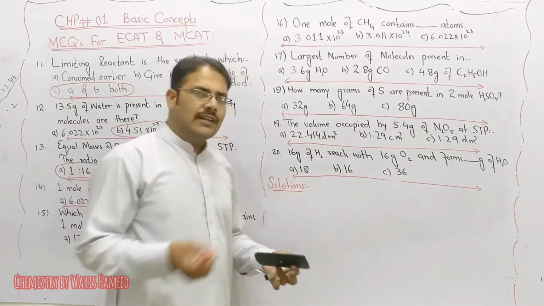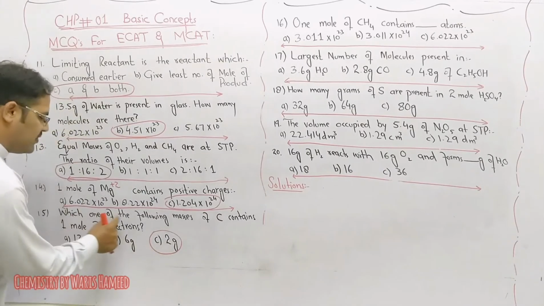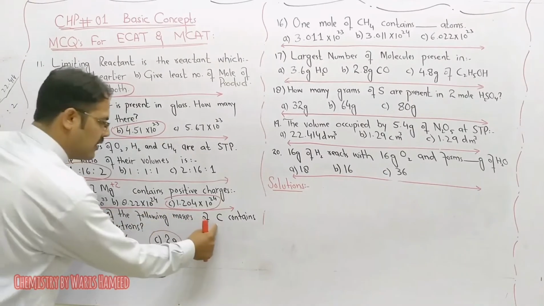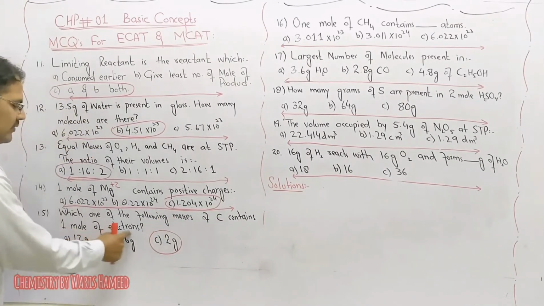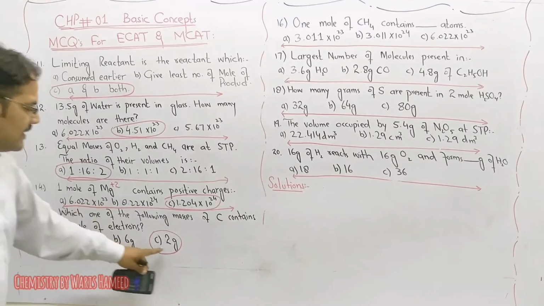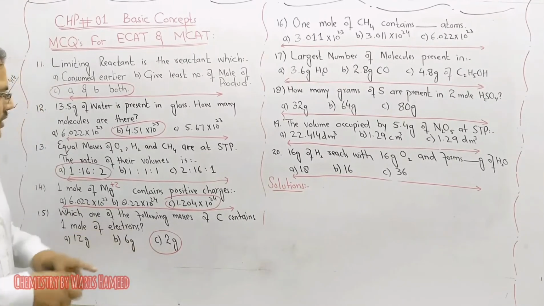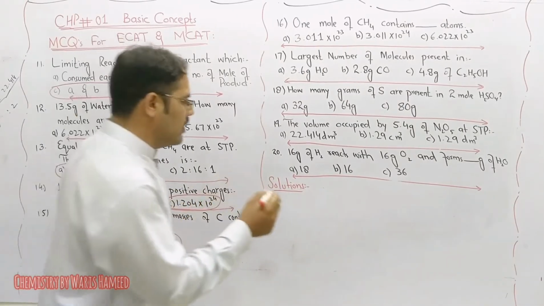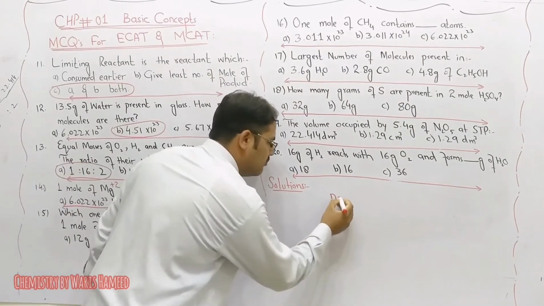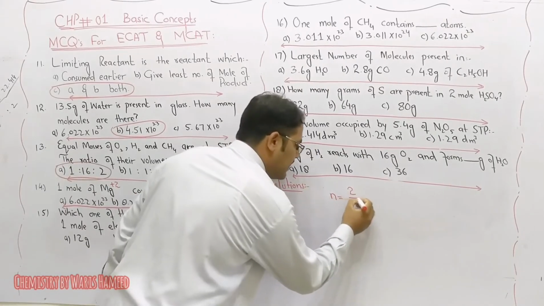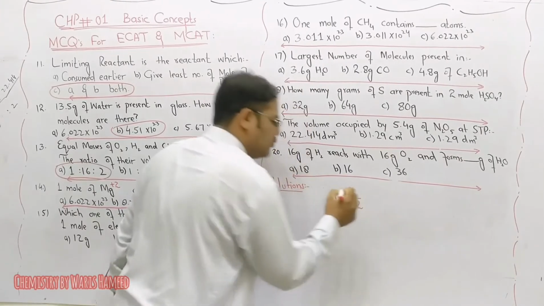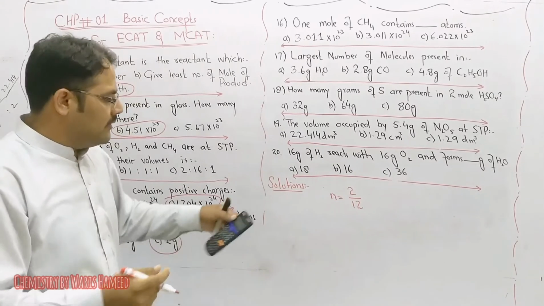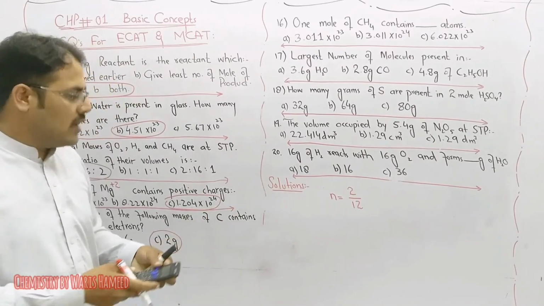Now moving toward the next MCQs. Which one of the following masses of carbon contains 1 mole of electrons? And its answer is 2 gram. How 2 gram? First we have to calculate the number of moles in 2 gram. So n is equal to 2 divided by 12. 2 is the given mass and 12 is the molar mass of carbon.